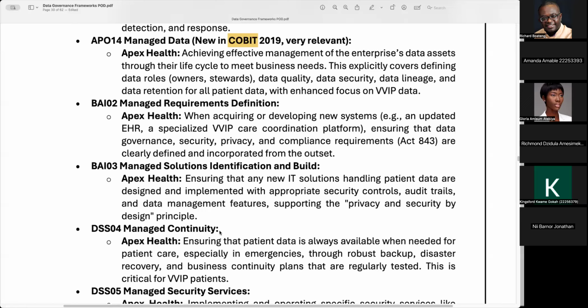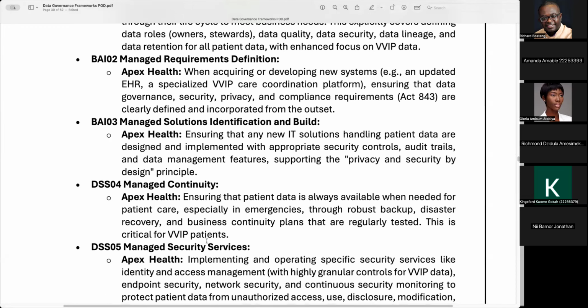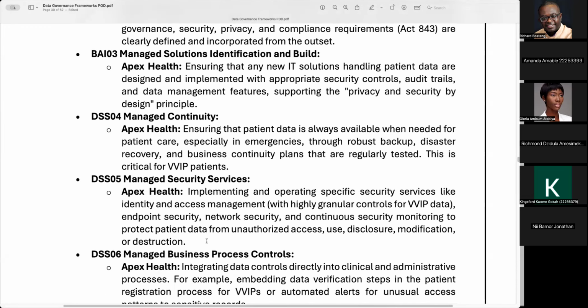And keeping things running reliably. That's covered in the Deliver Service and Support, DSS domain. DSS-04 Managed Continuity is vital for a hospital. It ensures the continuous availability of patient data for critical care operations, especially during emergencies involving VVIPs. This requires robust, regularly tested backup procedures, disaster recovery plans, and business continuity plans.